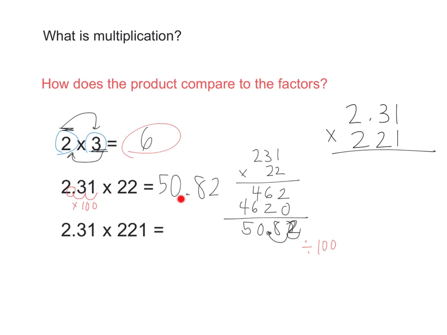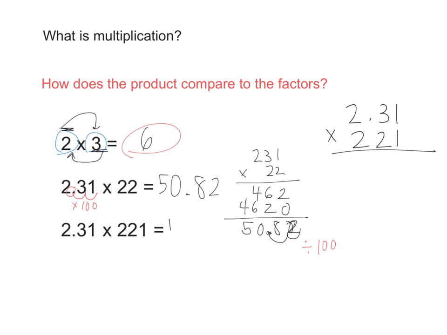What about the second problem? 50.82. 50 and 82 hundredths. Is that bigger than the first factor? Yeah. Is it also bigger than the second factor? Yeah. So this product is bigger than both of the factors. Do we expect, without even solving this problem, 2.31 times 22, do we expect that product to be bigger or smaller than those factors? Bigger.